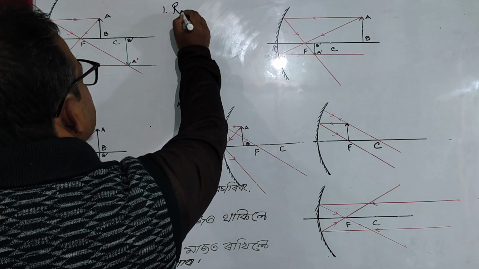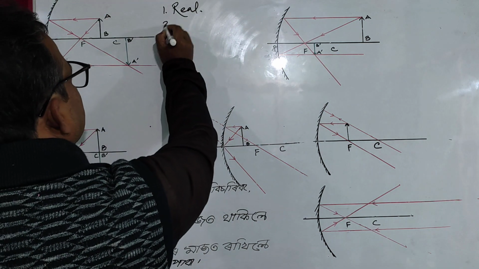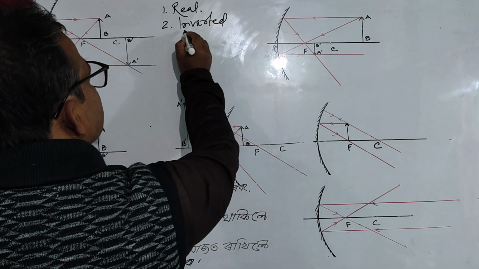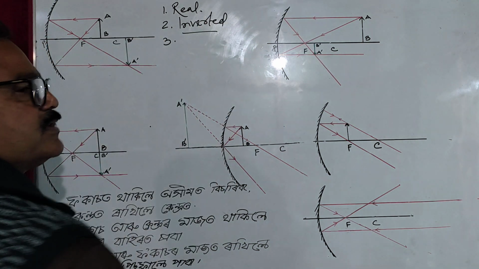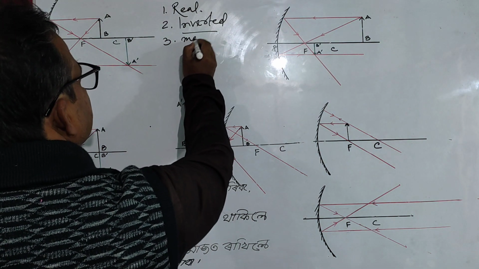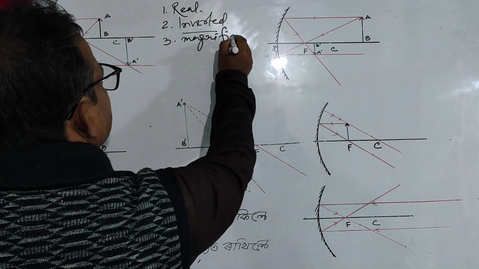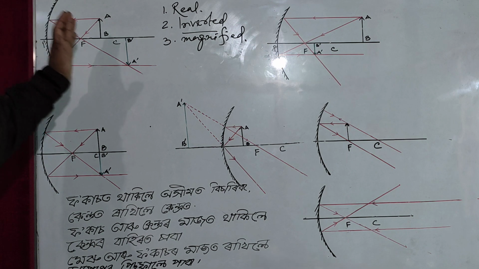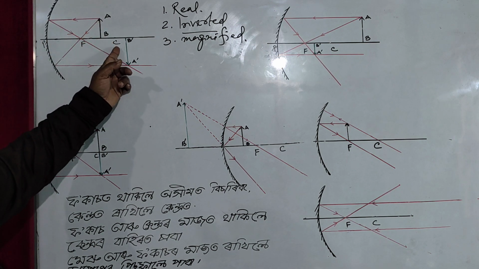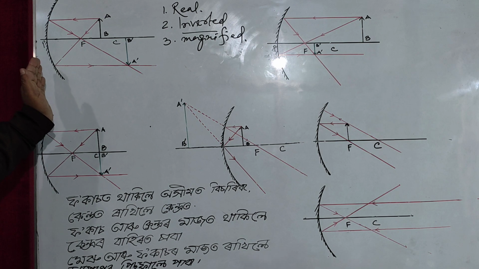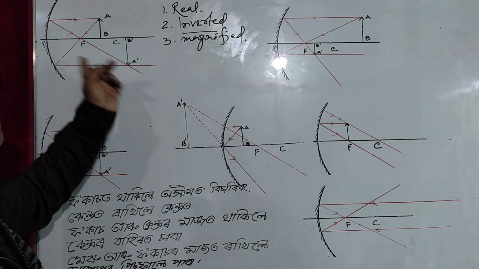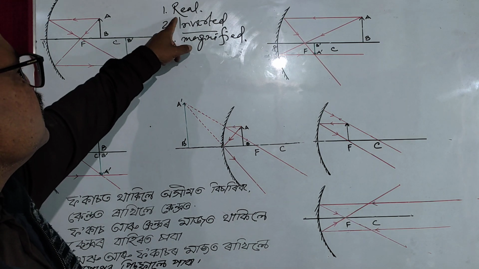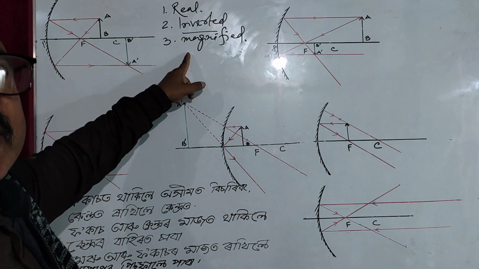First of all, the image is real. Secondly, the image is inverted. And thirdly, the image is magnified. Am I right? So you remember, when any object is placed between the focus and the center of curvature of a concave mirror, then the image is formed beyond the center of curvature. And at that time, the nature of the image is real, inverted and magnified.